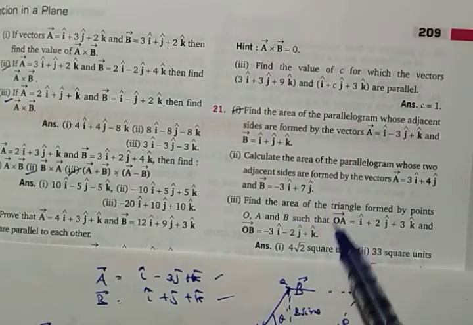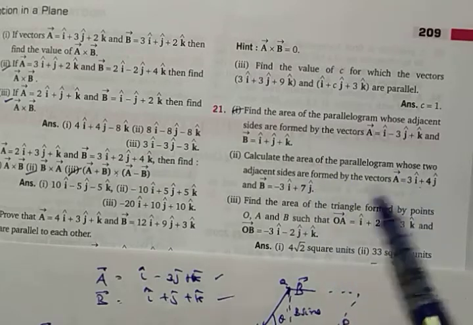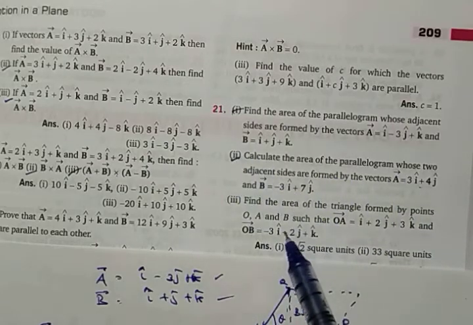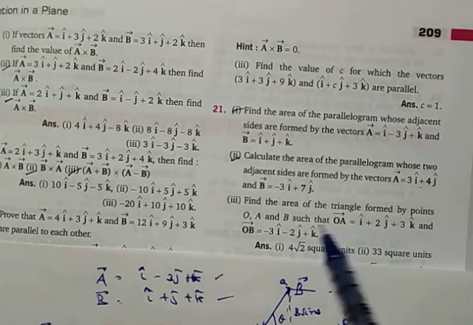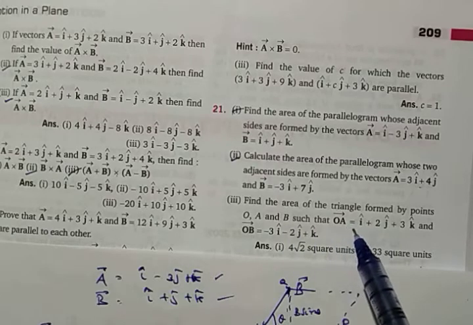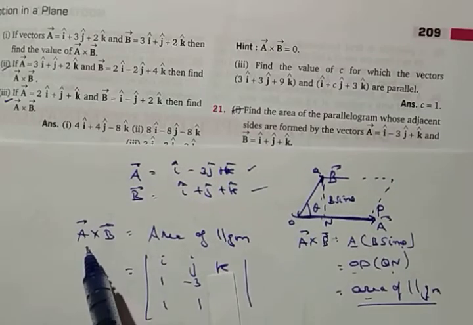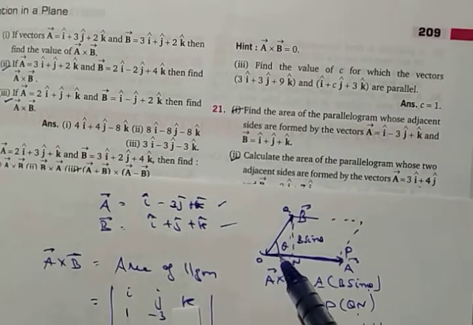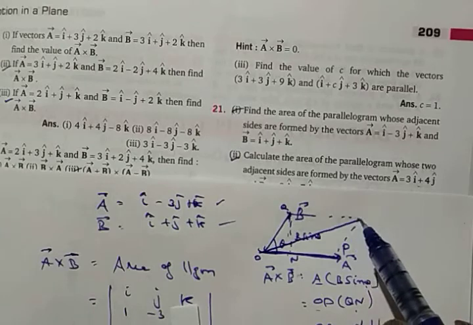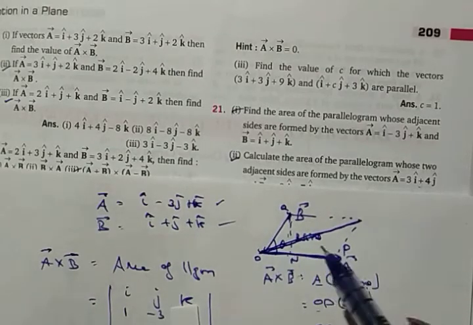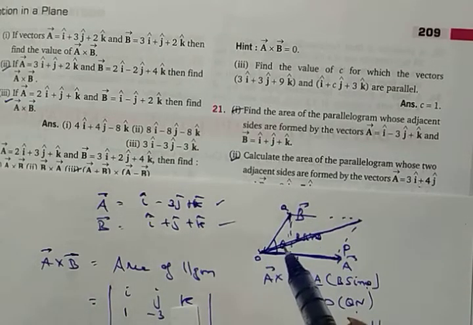Your homework is these two questions. Calculate the area of the parallelogram of these two vectors. Please do this one, as well as find the area of the triangle formed by this one. Area of triangle means two vectors are given here. Just find out A cross B. First of all, you find out A cross B. And then if you put a line like this, you will see this is the area of the triangle.